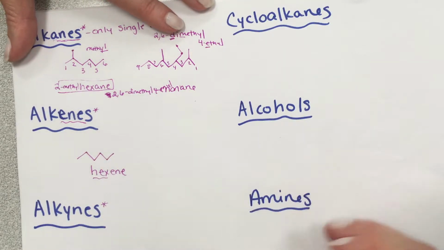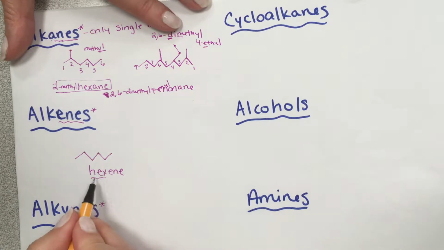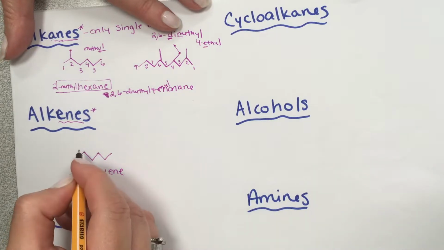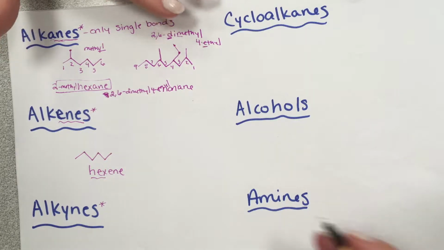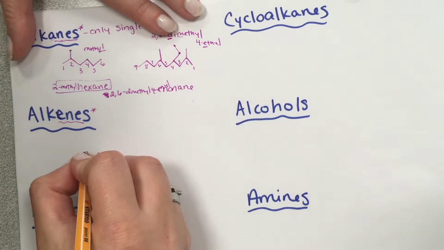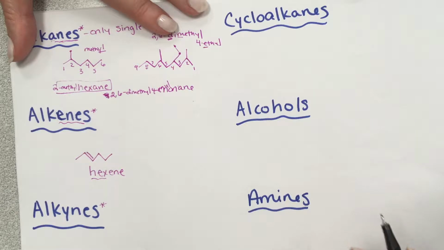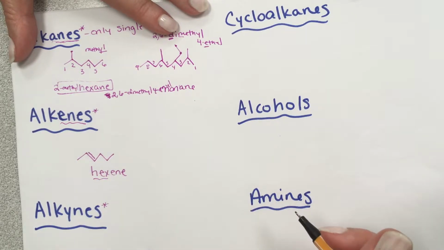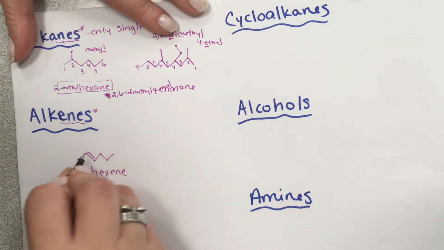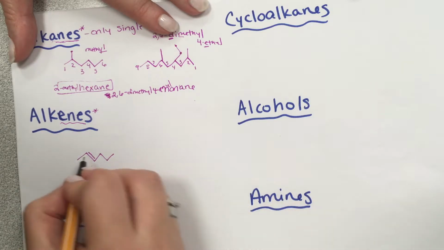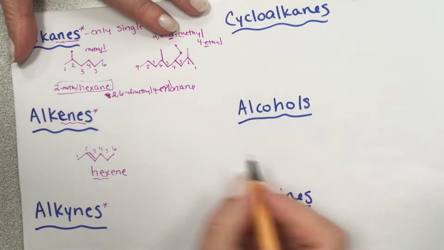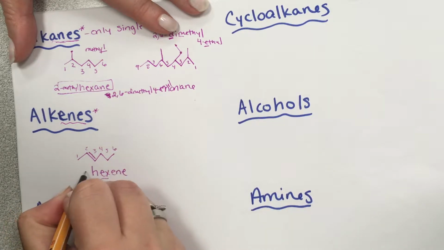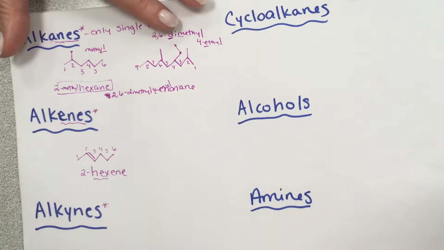So that would be the parent chain. The only thing I can assume if it's hexene is that the double bond will be on either side, one or the other. However, if the double bond is here, I actually have to indicate which carbon this double bond starts on. So now I have to number it where the double bond will start the earliest. So 1, 2, 3, 4, 5, 6. So it starts on the second carbon. So when you name that hexene, it would be just 2-hexene.